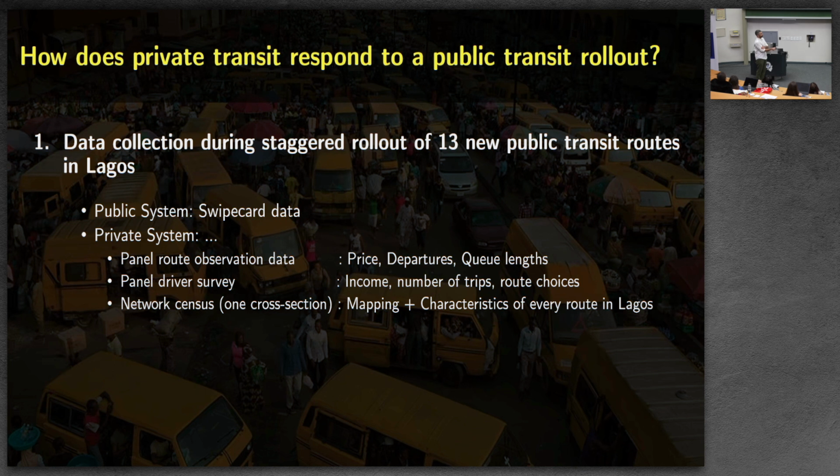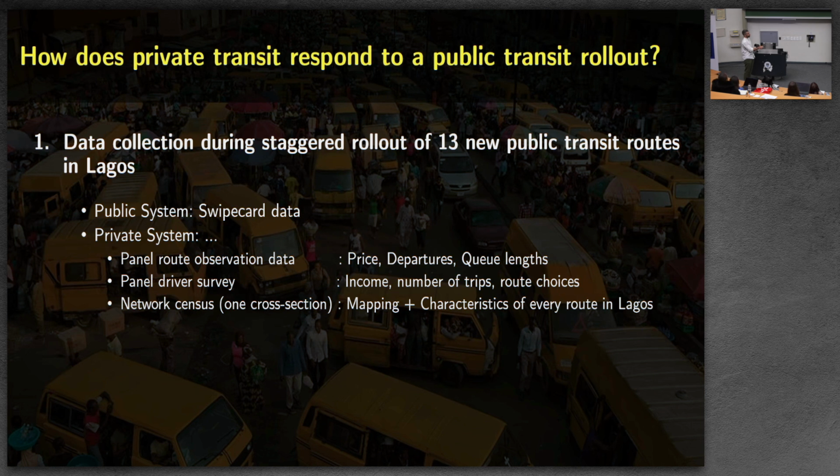We mapped out every route in Lagos, and we were able to measure the prices, the departures, and the bus queues on all of these routes at one point in time. And then we followed some routes and some drivers over time so we could measure how outcomes changed as these new public routes were opening.